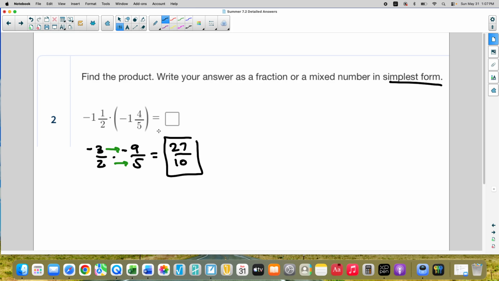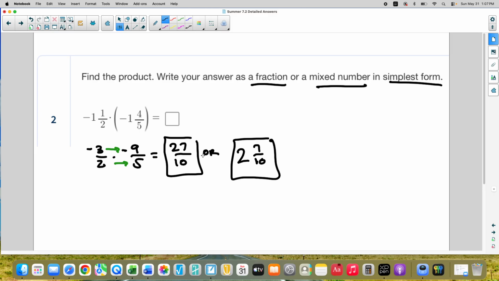We'll see how Big Ideas takes it. I don't think they understand that an improper fraction is a fraction. I think that they think a fraction is less than 1. So you might, and that's an or, that's 2 7/10.